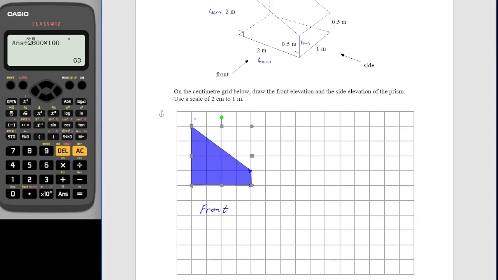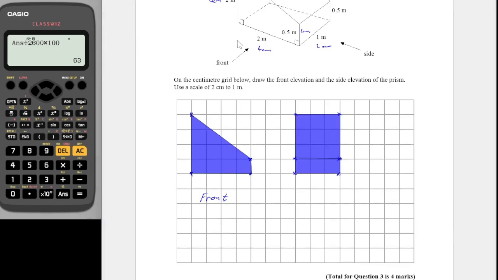And now if we look at the side, we've got 1 metre, so that would be 2 centimetres. And again, we've already got the dimensions there, and we need to go up 4. So in effect, the plan, we're going to have this shape. And then I just join them up with lines. Okay, so just drawn that shape, and this is the side elevation. And I've drawn it too wide, so I need to make it narrower. There we go, so that's my actual shape.